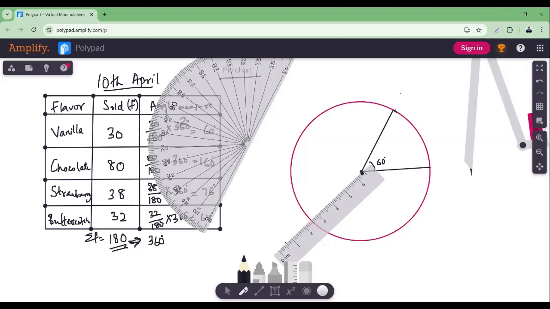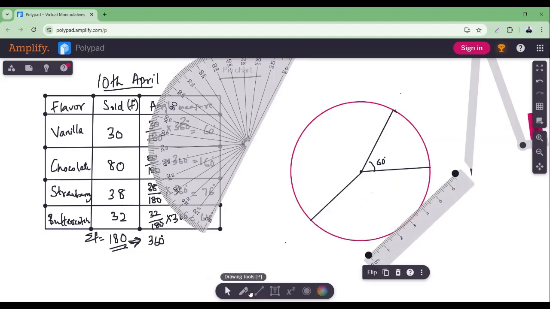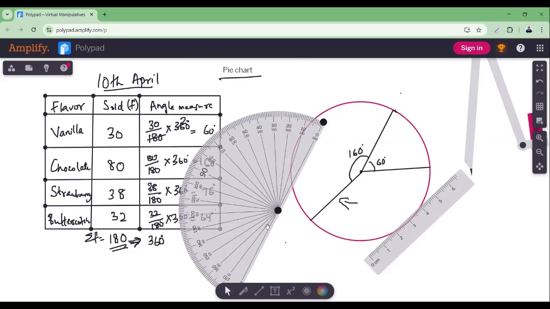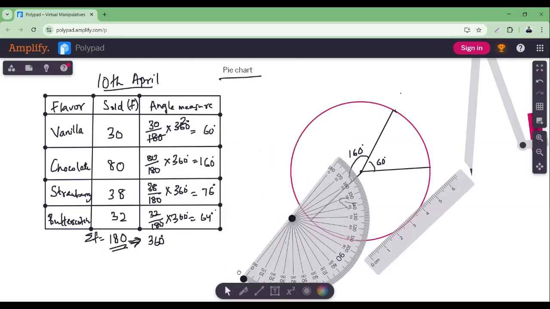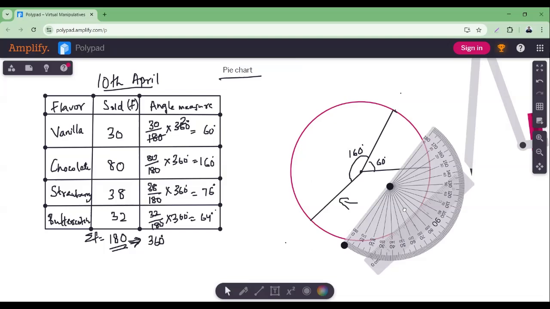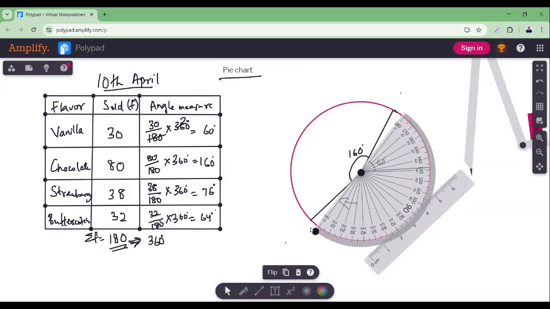Okay, so once this is done, I've drawn within the circle, right? That means the angle from the fresh line that I drew for vanilla till this line is going to be 160 degrees. Now, this particular line is the fresh line that we have drawn for chocolate. Next, you'll have to keep the protractor on this line. The 0 line should come on this. So, you'll have to rotate this protractor in this way and keep it here and measure 76, right?